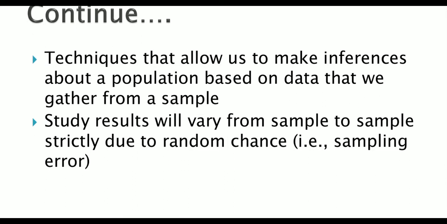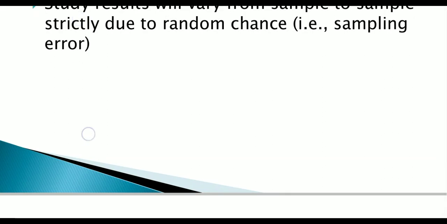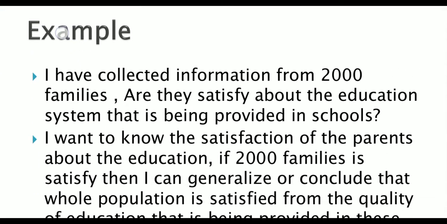Next, we can also say that this technique allows us to make inferences about a population based on data that we gather from a sample, and it shows that results will vary from sample to sample strictly due to random chance. For example, sampling error. I will tell you in the next slide.